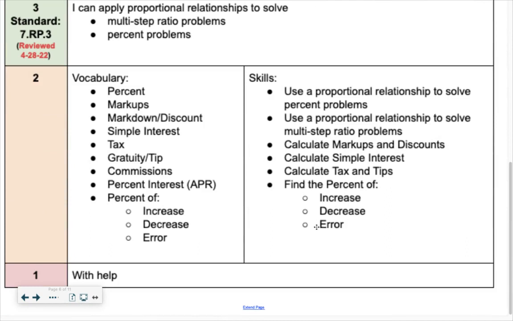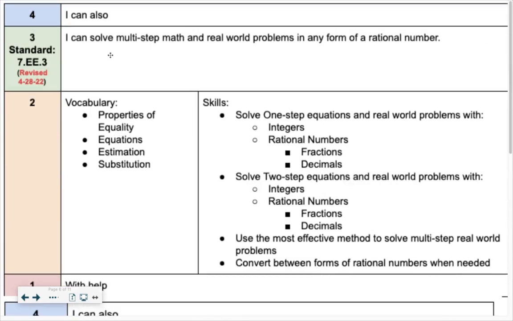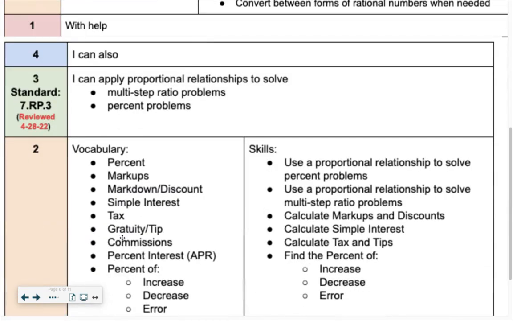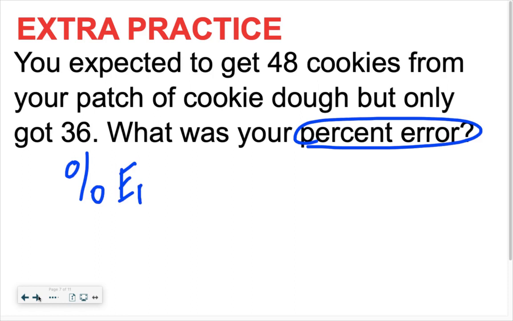One of the skills we have to be able to do for 7RP3, where we're applying proportional relationships to solve percent problems and multi-step ratio problems. Multi-step math problems, kind of the same thing right there. So, though we're probably ready to go, going to still do extra practice so that way we can see it. Whenever it says find the percent error, you don't have to circle it up in your notes, but what you do have to do is put down that formula. How do we find percent error, Mr. Walls? So glad you asked.